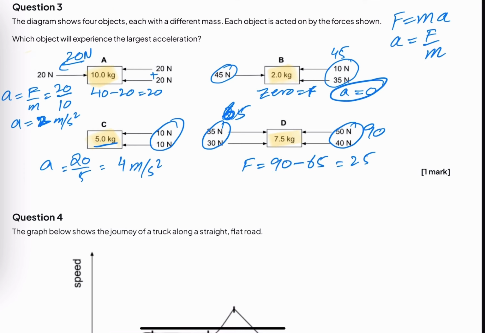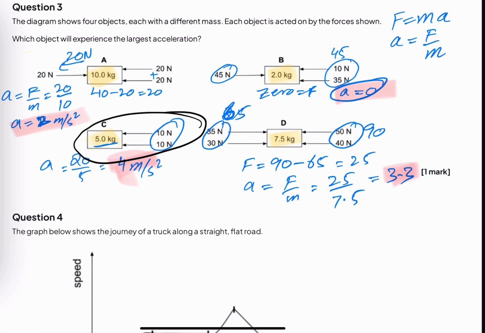So this is the force, and acceleration, we know from the relation, a equals F divided by m. F is 25, m is 7.5. When you divide both of them, 25 divided by 7.5 gives you 3.3. So looking at the answers, first one was 2, second was 0, third was 4, and the last D was 3.3. So the right option we have is option C.